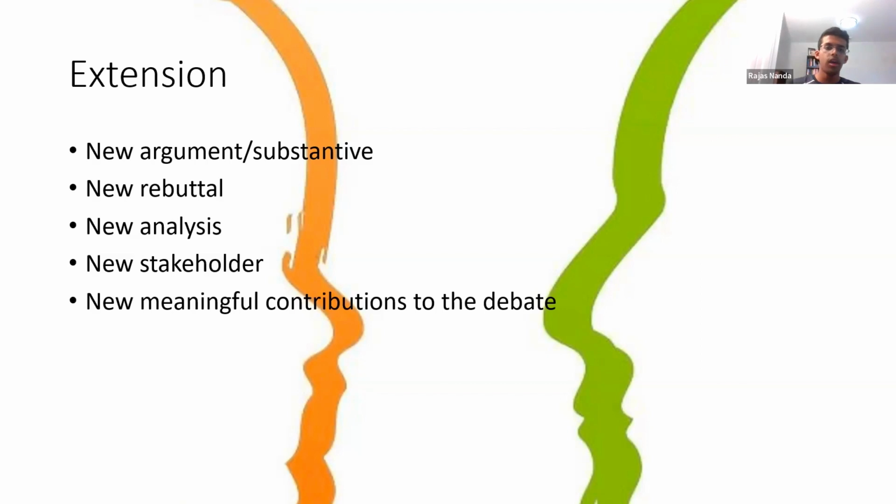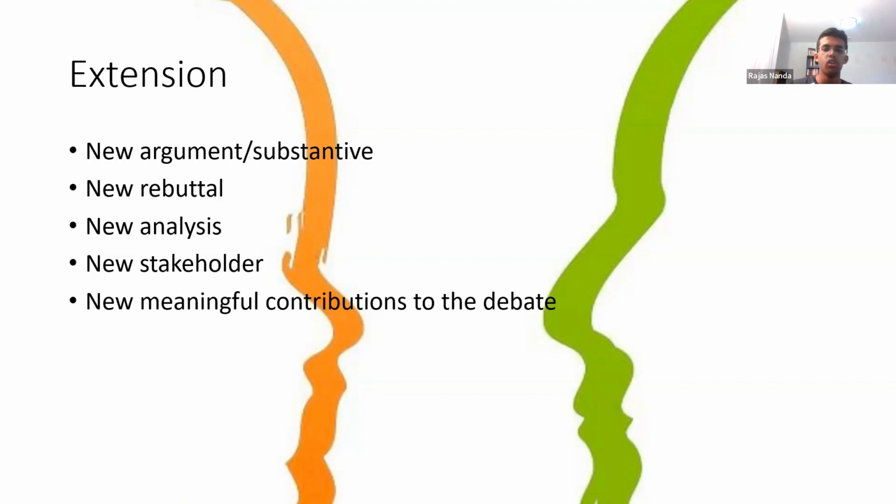So as the 5th speaker, you don't want to be repeating what your opening government team has already said. So to do this, you bring out an extension. This can look like 4 different things. Either a new argument. This is the most common approach. Bring out a new argument which hasn't been talked about before.